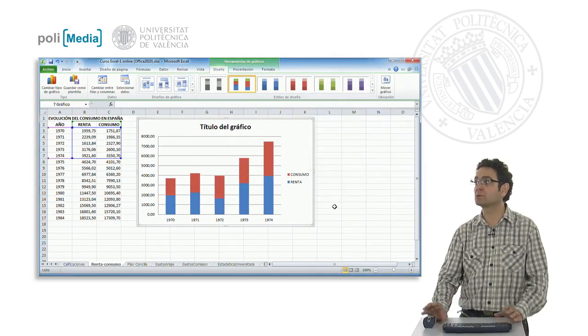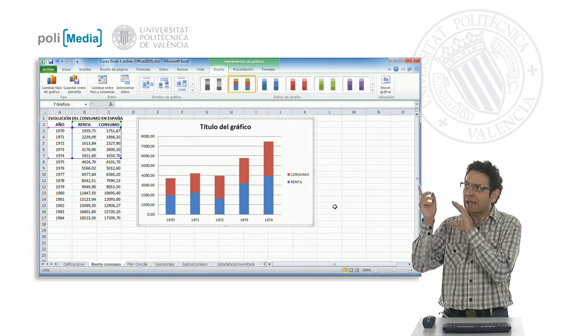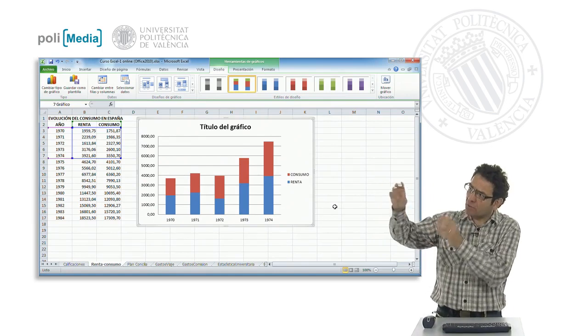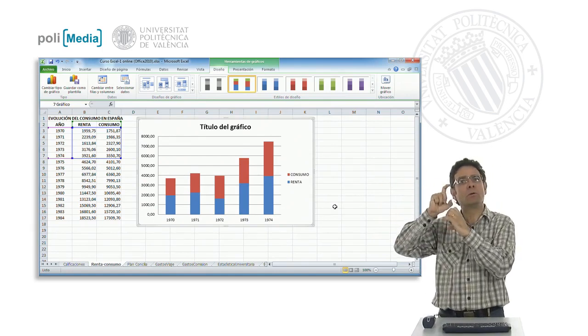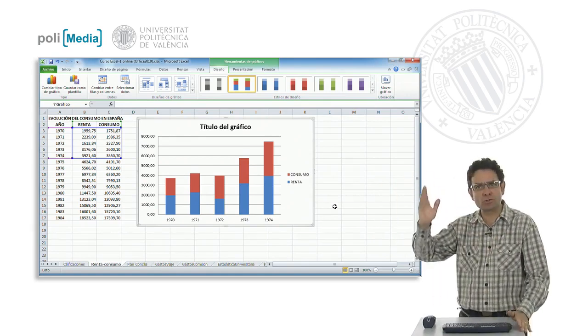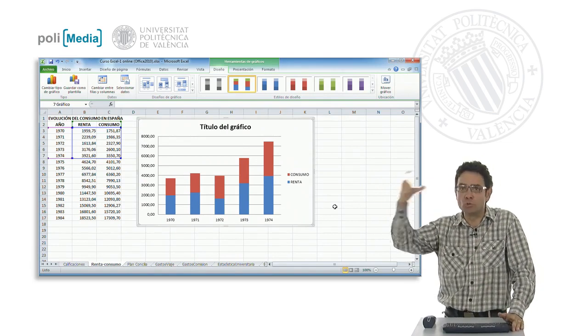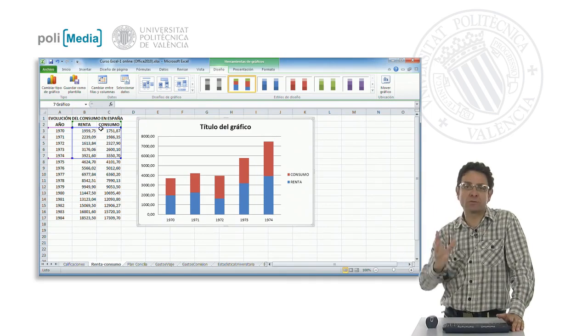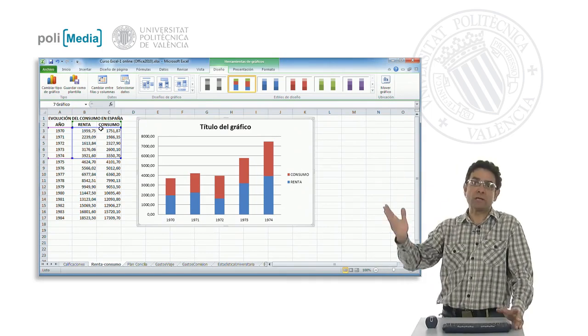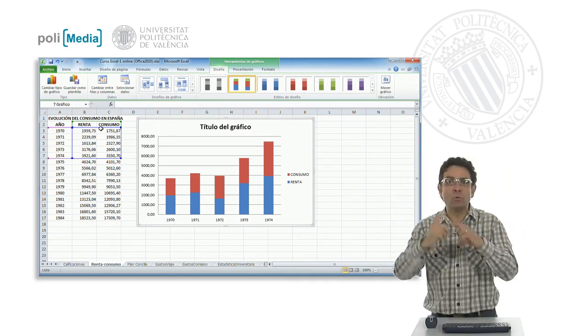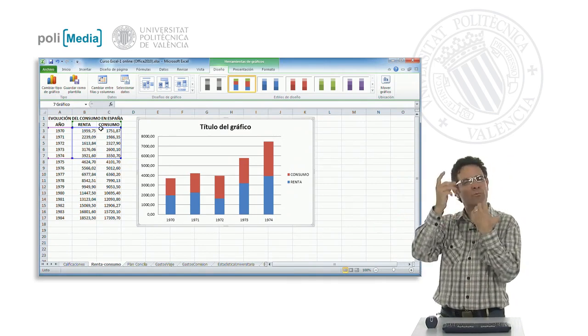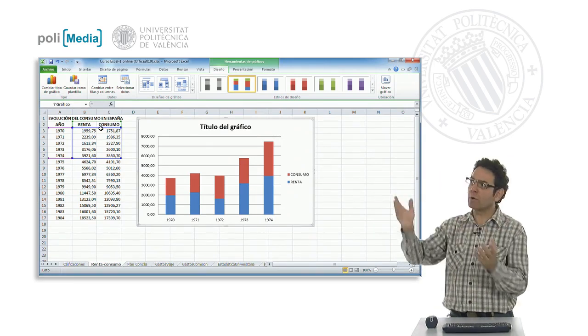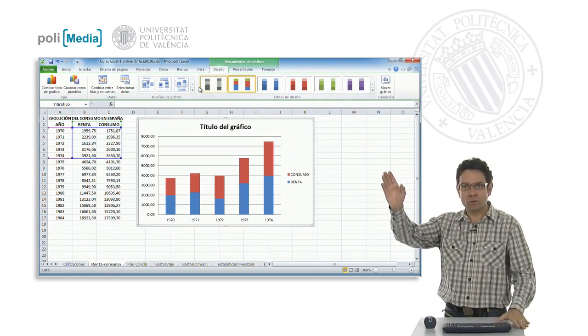For example, when we select this chart type and we accept, we see that the graph groups one value with another. Logically, this will only be meaningful when the sum of the two data categories is meaningful. In this case, it is not, because income and consumption are never going to mean anything added together. So in this case, the stacked bar chart is not useful.